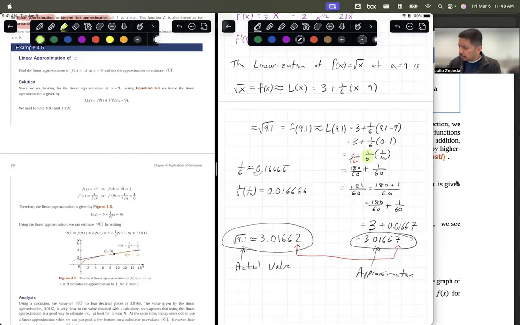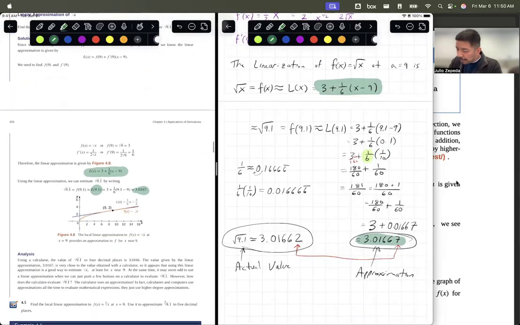All right. Just very quickly here, let's highlight some of the similarities in the solutions. So we had our linearization, which was here in the textbook. Essentially they found the same thing. And then what did they do? They just plugged in 9.1 into that linearization and got approximately 3.0167, which is essentially what we got. They just rounded to a different number of decimal places. And they computed, also using a calculator, 3.0166, which is very close.